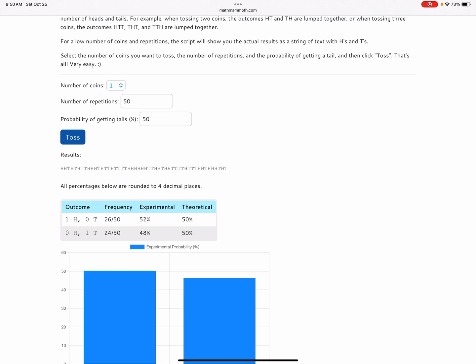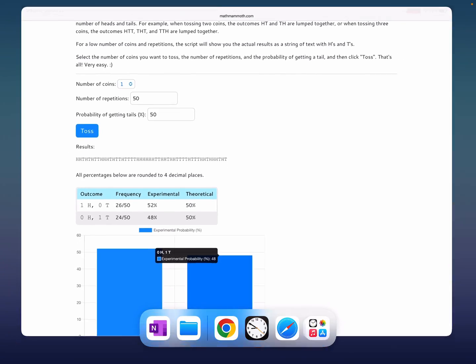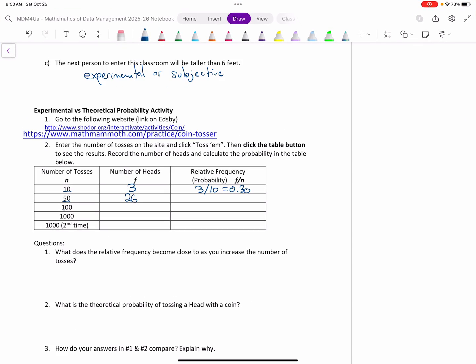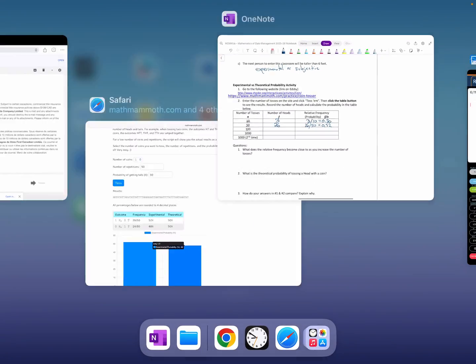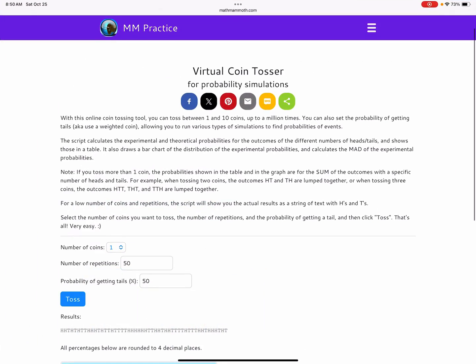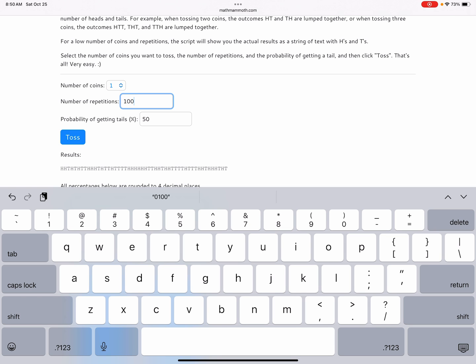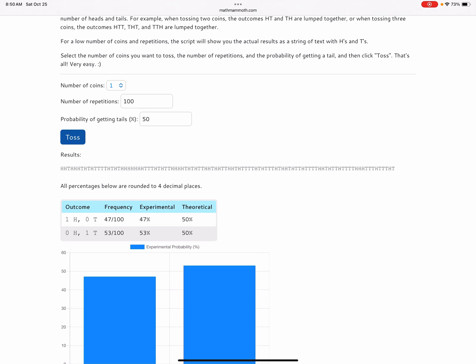I can toss, and I get 26. So that's here, 26 heads. 26 out of 50, which gets me 0.52. Go back, let's go to 100. Again, you could try these, get different numbers. It's good if we were all there doing it.